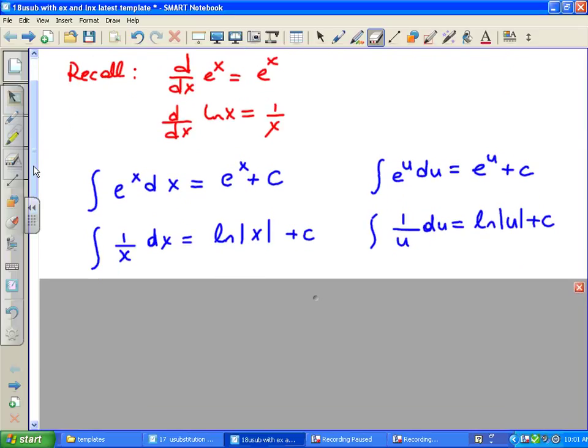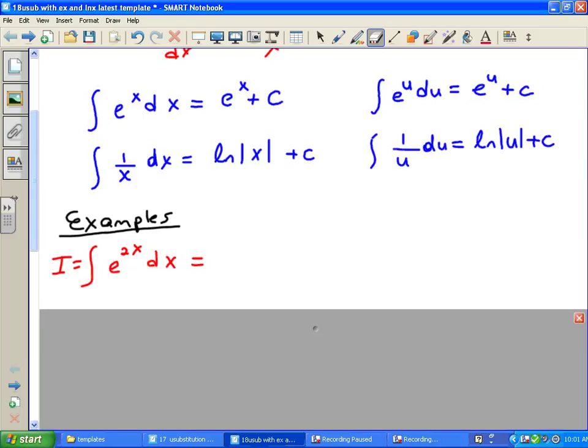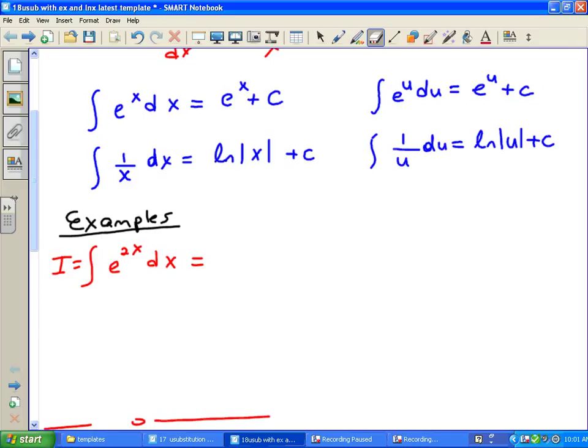All right, so now that we know these two rules, we're going to be solving some examples. Let's start with something simple. Say integral of e to the 2x dx. There aren't that many choices here. What would you suggest that we select as our u variable? Pardon me? How about 2x? Let u be 2x.